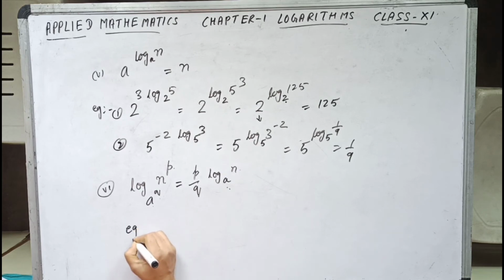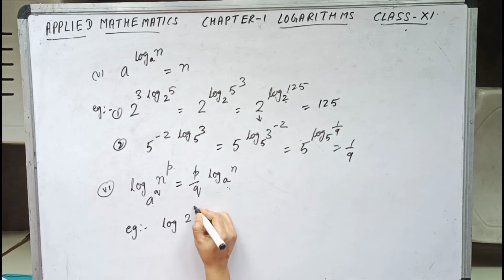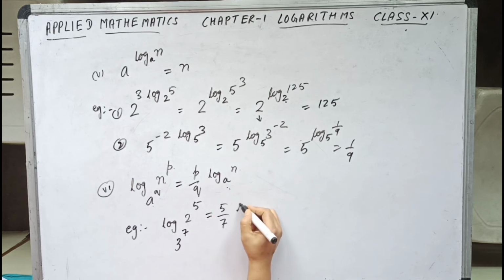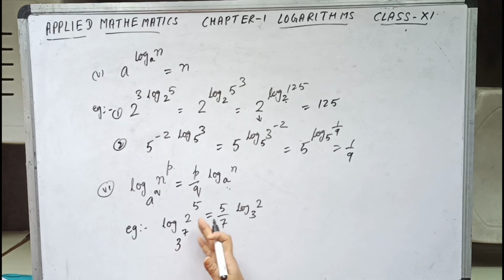So for example, let us understand log of, suppose over here 2 power 5 base of, over here suppose, 3 power 7. Okay, so we can write it as p by q, that is 5 by 7, and log of 2 base is 3. So any number you can frame and support this formula with the help of an example.